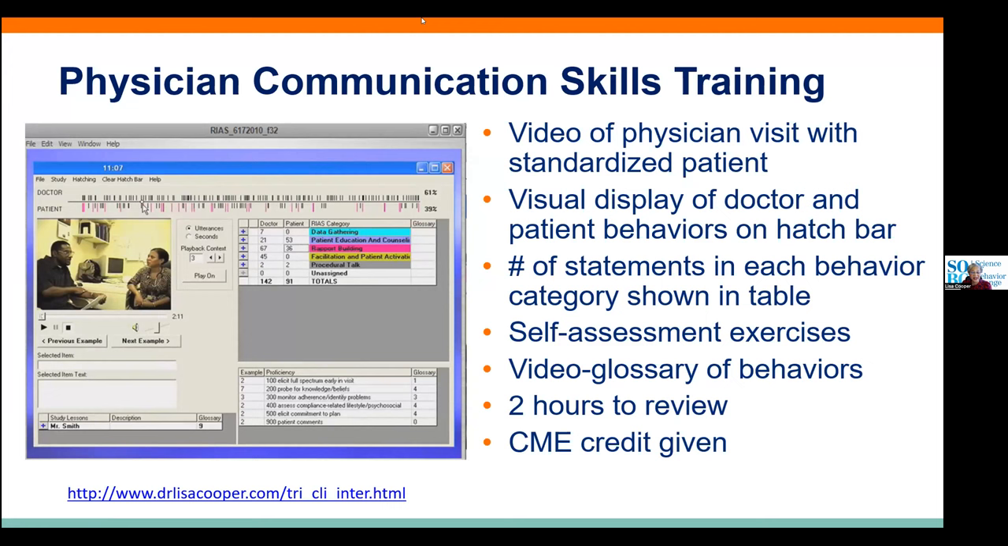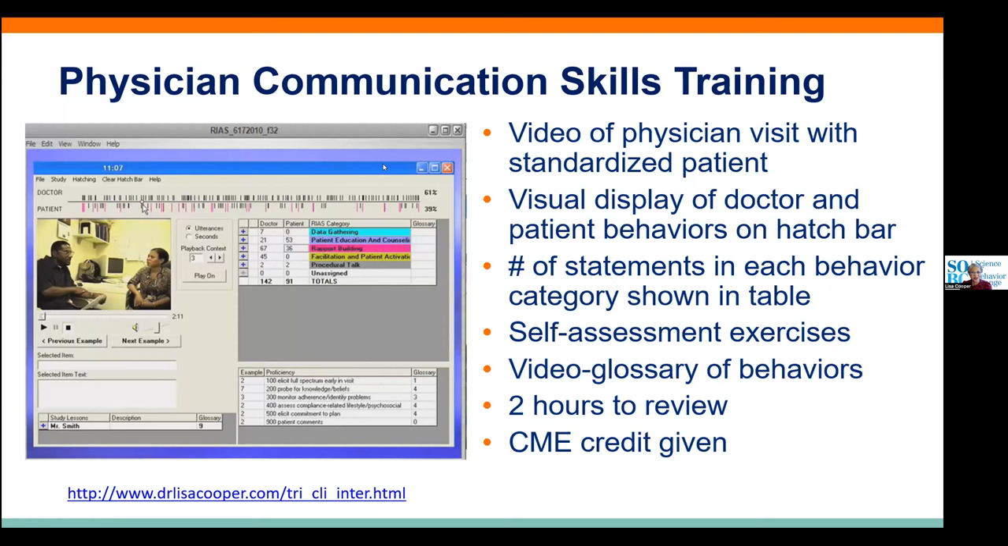And what you can see here is that there's a visual display of the patient and physician behaviors. You can see where these hatch marks on this bar are revealing with every statement that is made by the doctor or the patient. So it shows you how much the doctor and patient are speaking. It shows you the number of statements in each category of communication, and it really lets the clinician know how much time they're spending in the visit devoted to a variety of different issues.